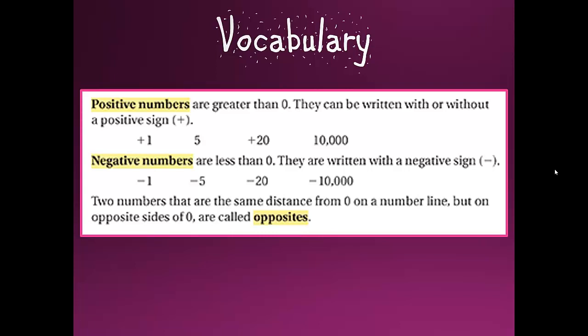They are written with a negative sign. -1, -5, -20, and -10,000. Those numbers have to have that negative sign in front of them in order for them to be negative numbers. Two numbers that are the same distance from 0 on a number line, but on opposite sides of 0, are called opposites.